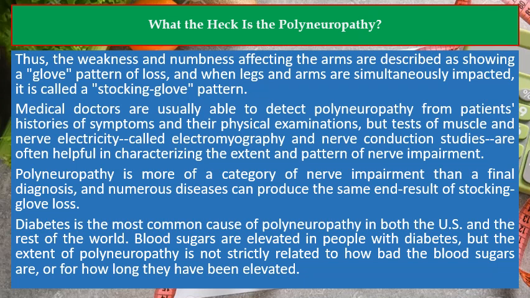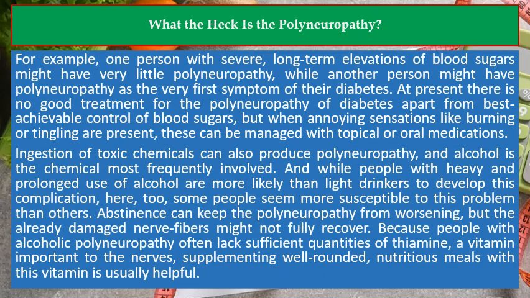Diabetes is the most common cause of polyneuropathy in both the US and the rest of the world. Blood sugars are elevated in people with diabetes, but the extent of polyneuropathy is not strictly related to how bad the blood sugars are, or for how long they have been elevated. For example, one person with severe, long-term elevations of blood sugars might have very little polyneuropathy, while another person might have polyneuropathy as the very first symptom of their diabetes.